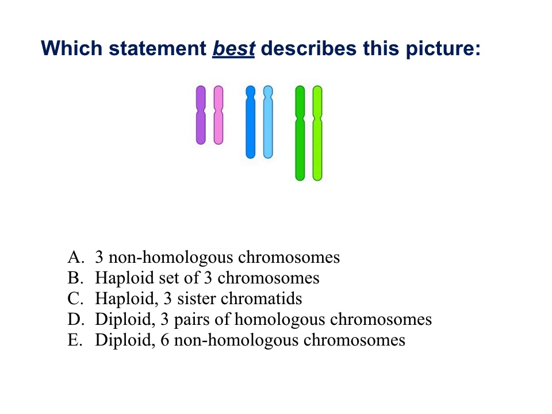Which statement best describes this picture? Are these 3 non-homologous chromosomes? Are they a haploid set of 3 chromosomes? Are they a haploid 3 sister chromatids? Or are they diploid 3 pairs of homologous chromosomes, or diploid 6 non-homologous chromosomes? And this is seeing if you really got that concept of haploid and diploid, and what are the homologs and what are the sister chromatids. And these are, of course, diploid 3 pairs of homologous chromosomes.